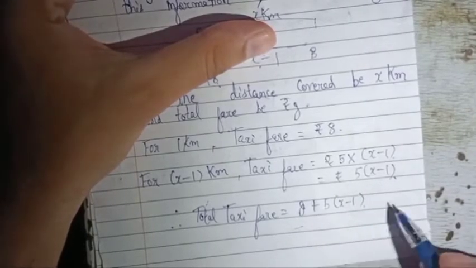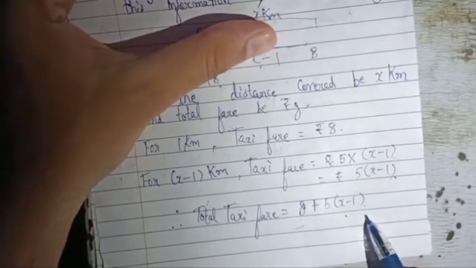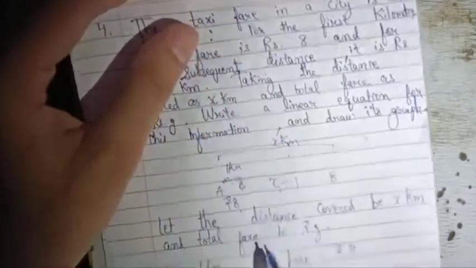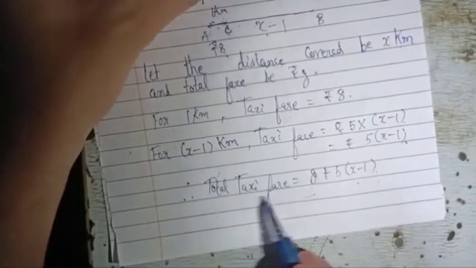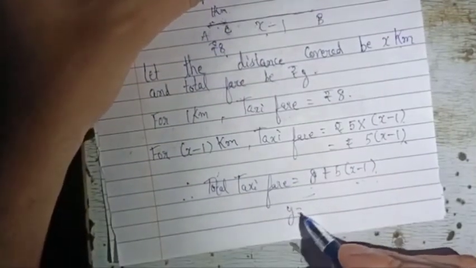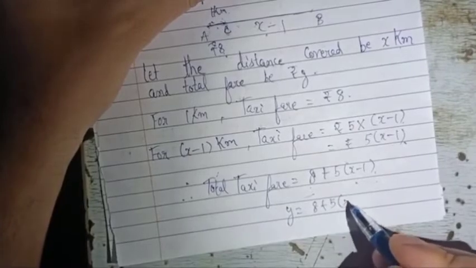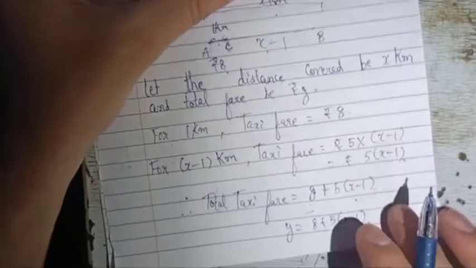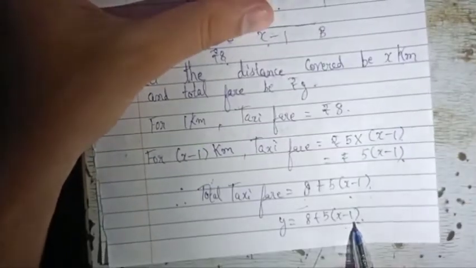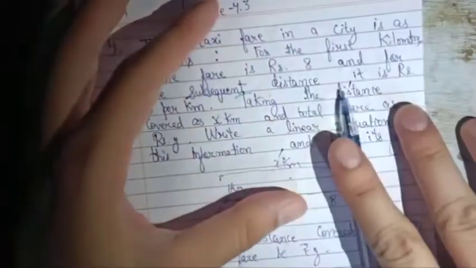This will be the total taxi fare, and as we have assumed in the solution, total fare will be rupees y. So instead of total taxi fare I will write y is equal to 8 plus 5 multiplied by x minus 1. So y is equal to 8 plus 5 into x minus 1.